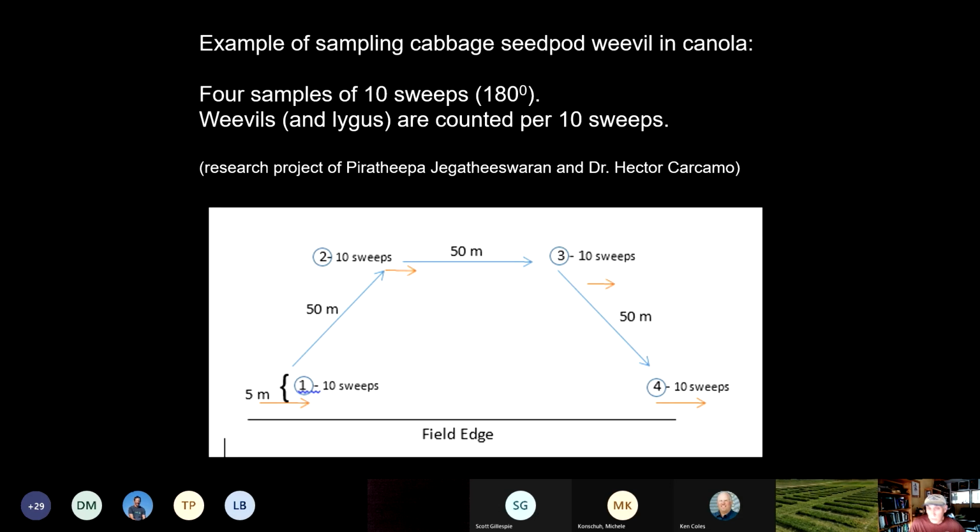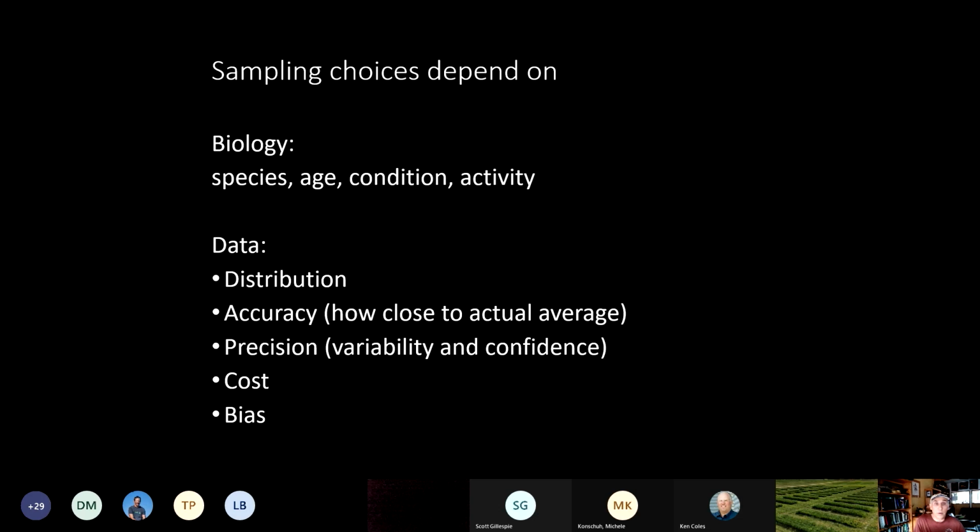And if you find no seed pod weevil in all of those, you have a pretty good idea that there's very few or none. But if you find high numbers and it's repeatable, then obviously you have more confidence in the problem. And that's where we have to take a look at precision and accuracy. Accuracy, of course, is how close to what is actually there, which we will never know, but we try to estimate it with our sample. And precision is how wide it is, how variable.